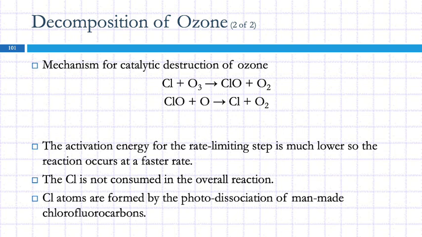The chlorine does not get consumed. It's involved in the reaction, but it doesn't get used up. So here the chlorine becomes part of this intermediate, but when the intermediate reacts, the chlorine is reformed by itself. And so it's available to catalyze another reaction. When we add these steps together, we get the same overall reaction.